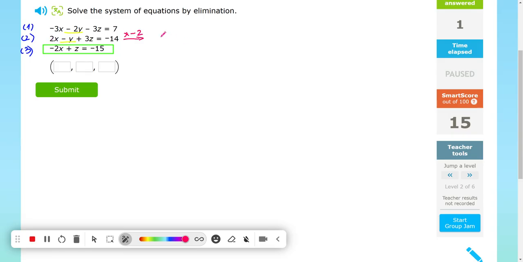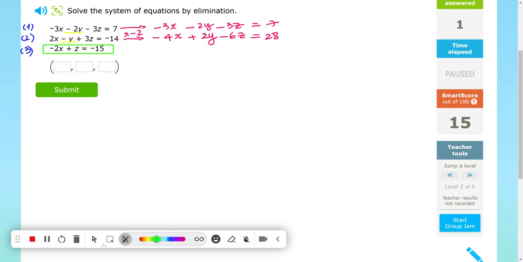2x times negative 2 becomes negative 4x. Negative 2y times negative 2 is positive 2y. And then 3z times negative 2 becomes negative 6z. And on the right side, negative 14 times negative 2 becomes positive 28. And then equation number 1, I just rewrite on top. I'm not doing anything. So negative 3x, negative 2y, and then subtract 3z equals 7.